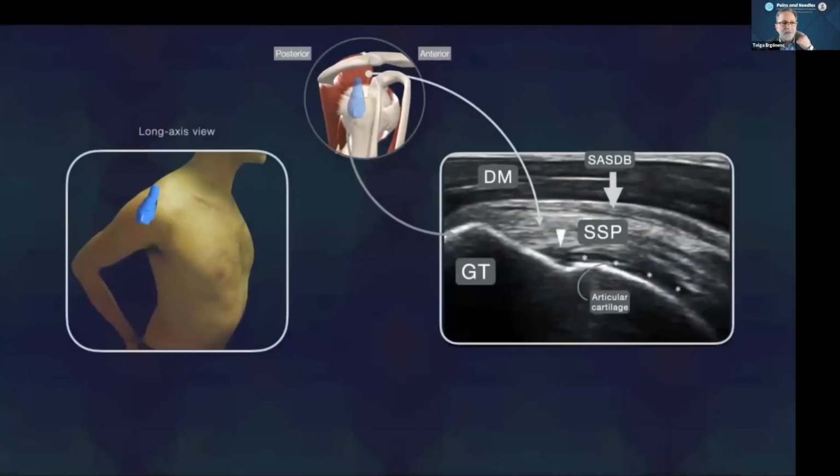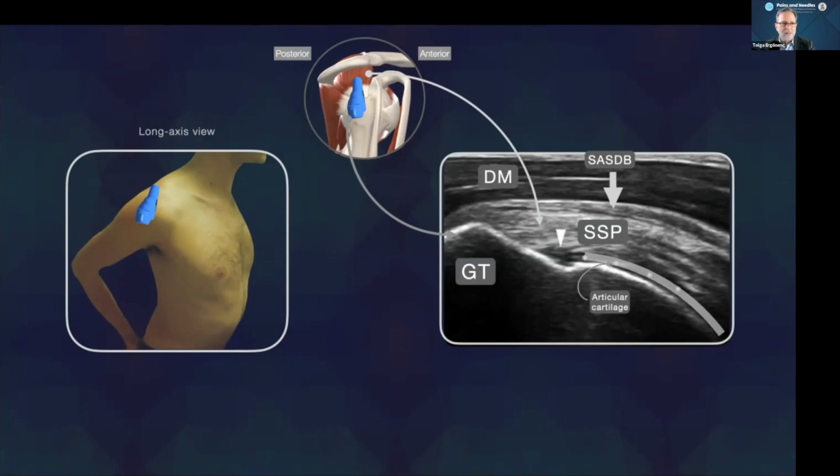This is the transducer and patient position for evaluation of the supraspinatus tendon on a long axis view. This sonogram shows a long axis view of the supraspinatus tendon. You can see the articular cartilage. This is a good and perfect shape of the articular cartilage. And you can see the deltoid muscle and the subacromial subdeltoid bursa as well.